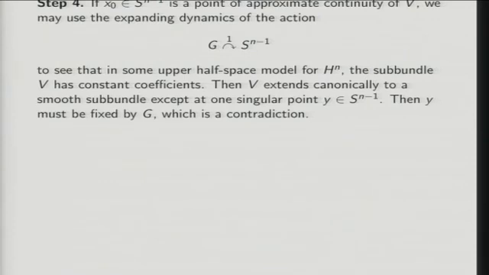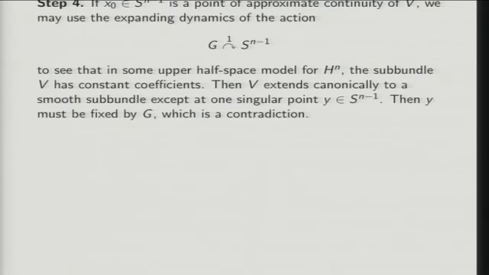And now you look at how this group is acting. It's acting by Möbius transformations, which are smooth, right? And it's preserving this subbundle, which extends smoothly except at a single point. You check that means that the set of points where it doesn't extend smoothly must actually be fixed by the group. So the group must actually fix this sort of singular point, all right? And this is a contradiction, that would say the group acts parabolically, which is impossible.